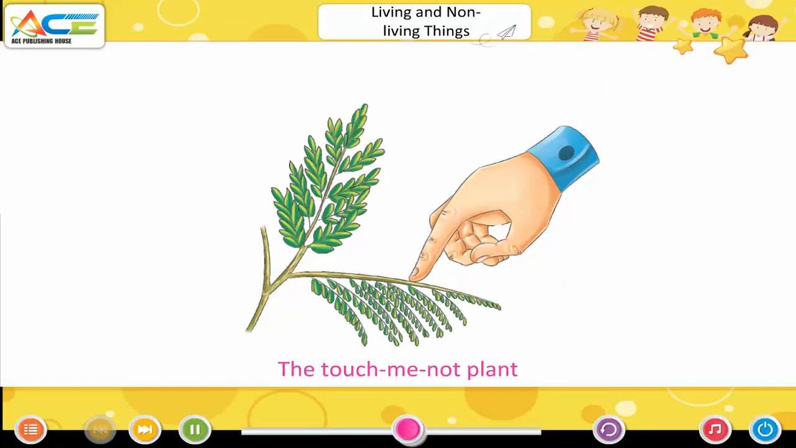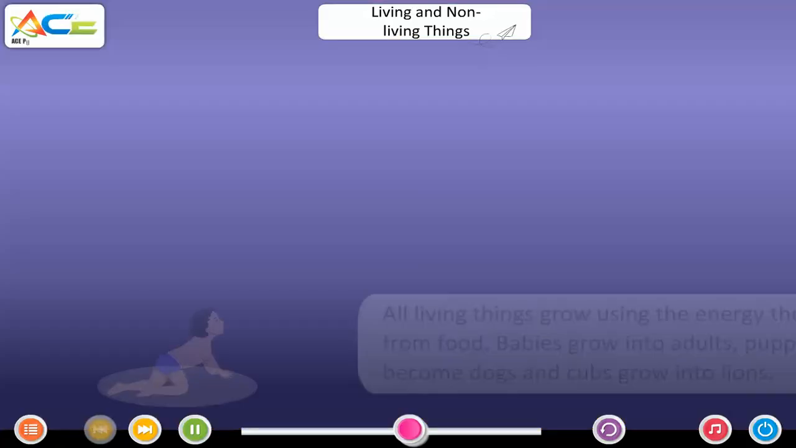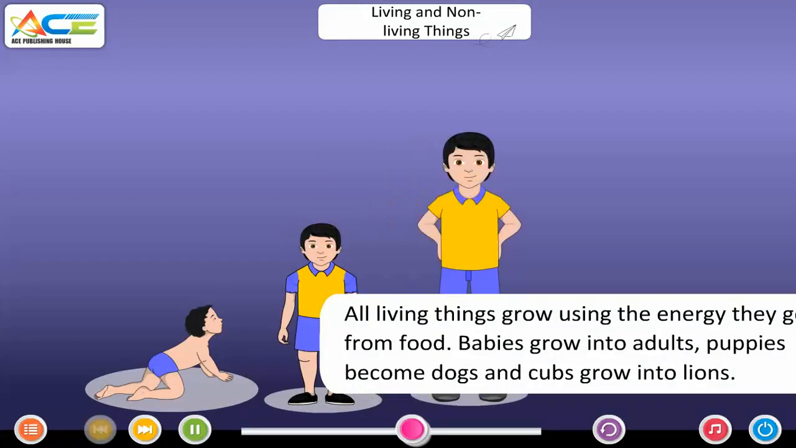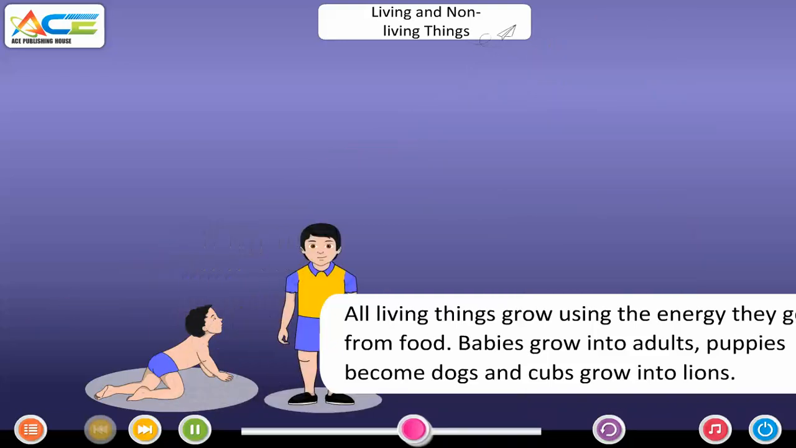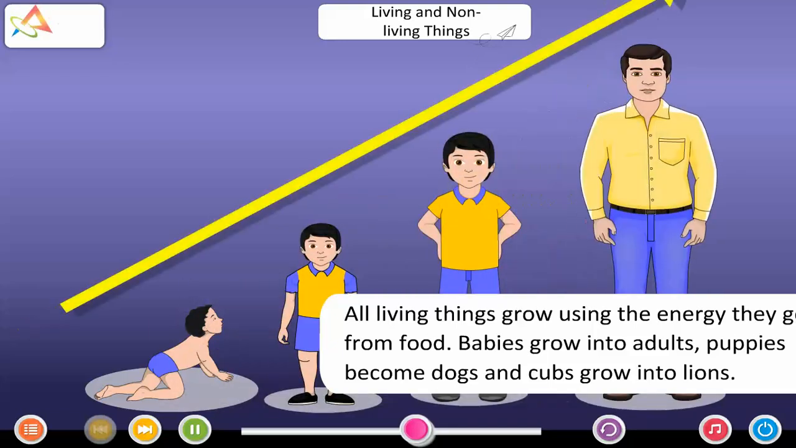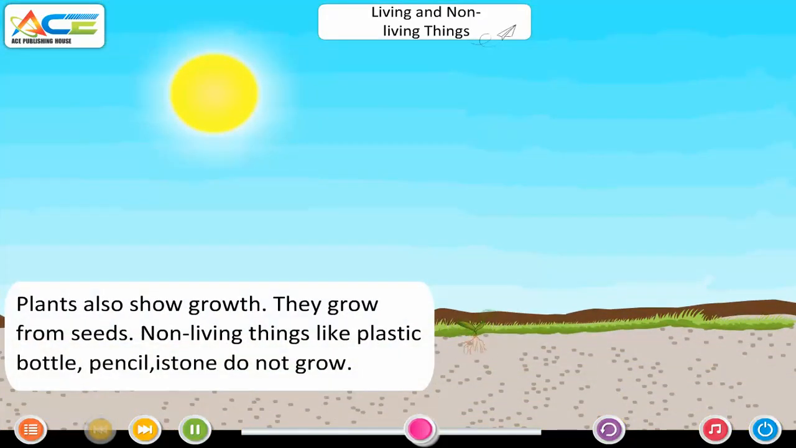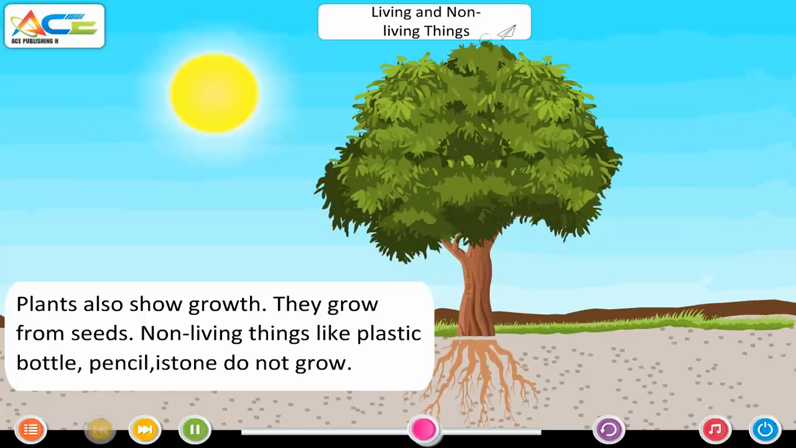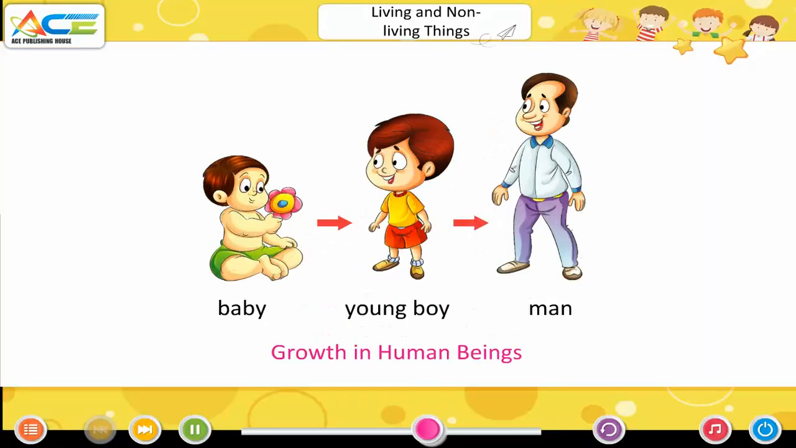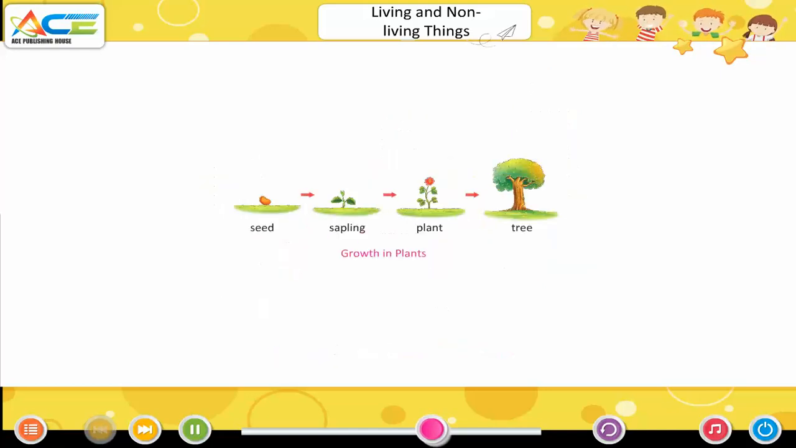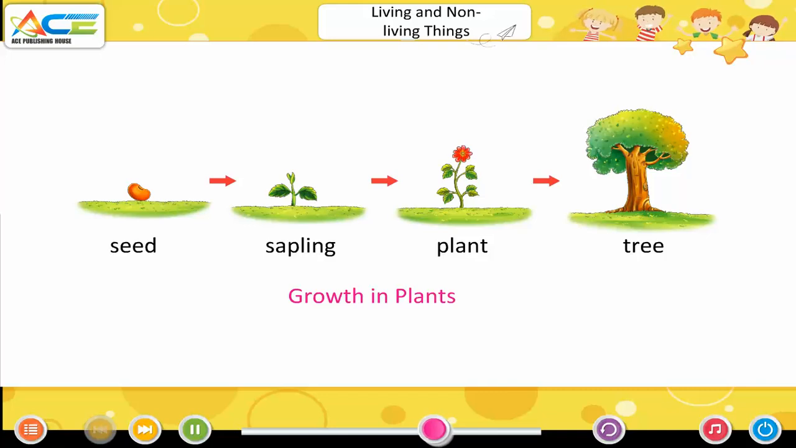The touch-me-not plant. Living things grow. All living things grow using the energy they get from food. Babies grow into adults, puppies become dogs, and cubs grow into lions. Plants also show growth. They grow from seeds. Non-living things like plastic bottle, pencil, stone do not grow. Baby, young boy, man. Growth in human beings. Seed, sapling, plant, tree. Growth in plants.